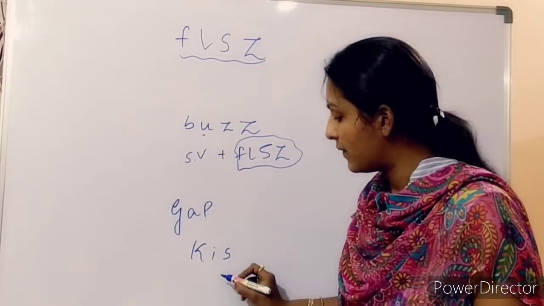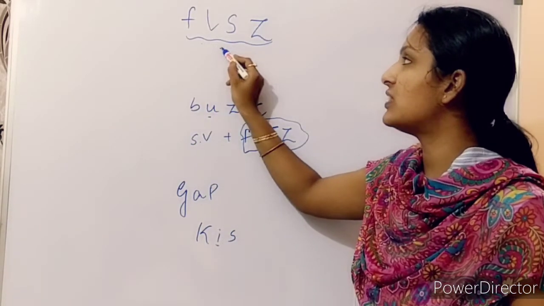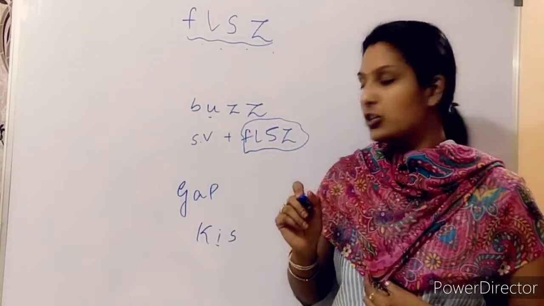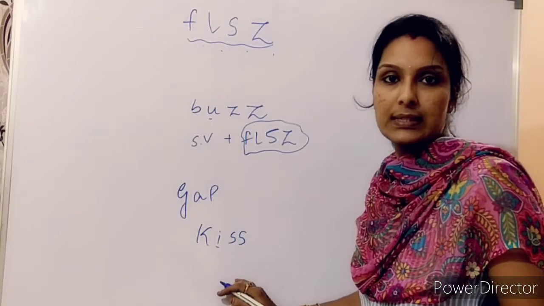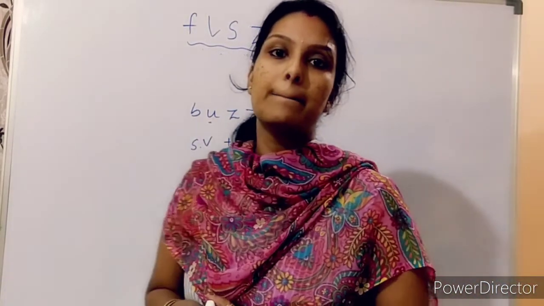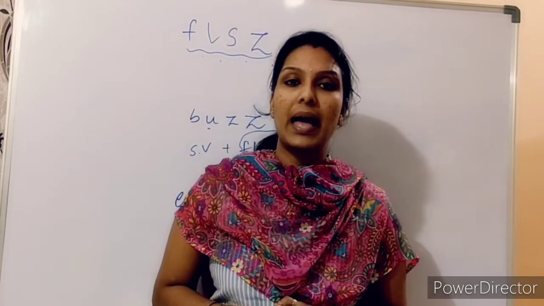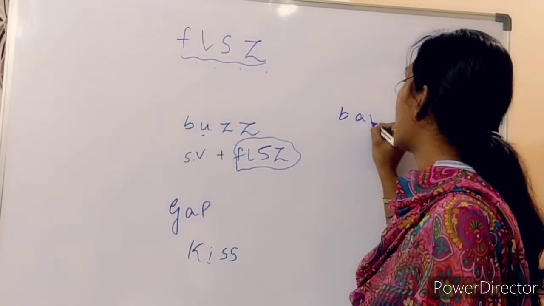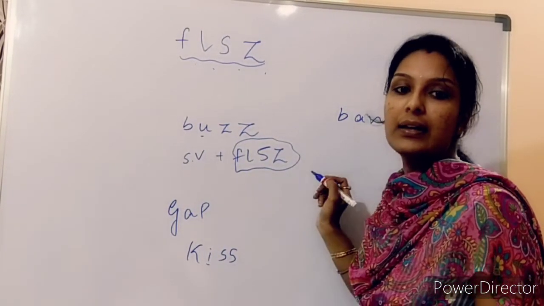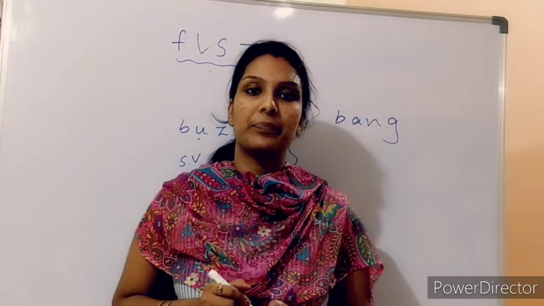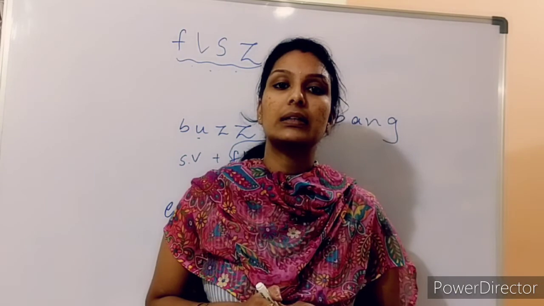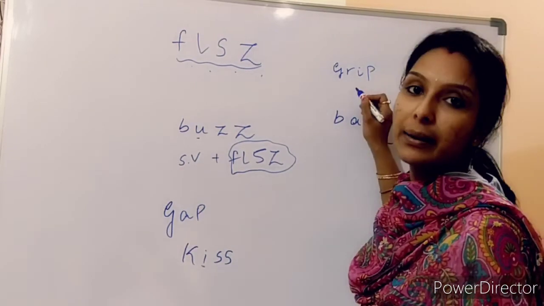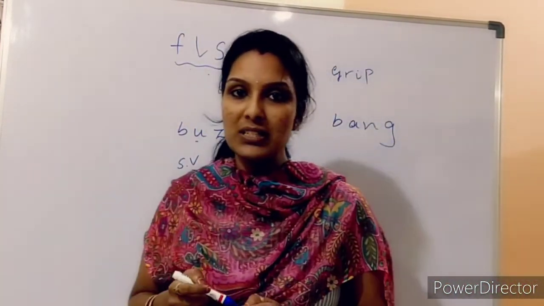Is it a correct spelling, children? When you have a short vowel and any one of these sounds, then you are going to double it. So it becomes kiss. Okay. The next word is bang. Bang. Let me give you grip. Grip. See here? Are you following, children?